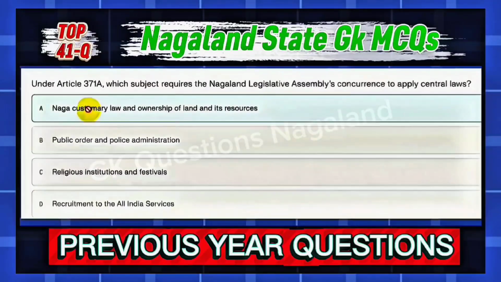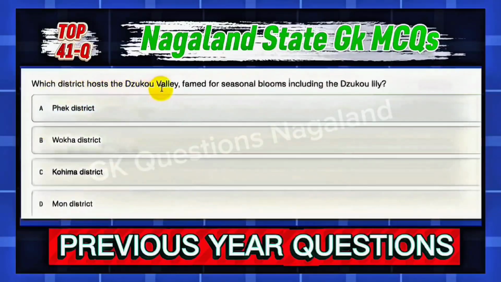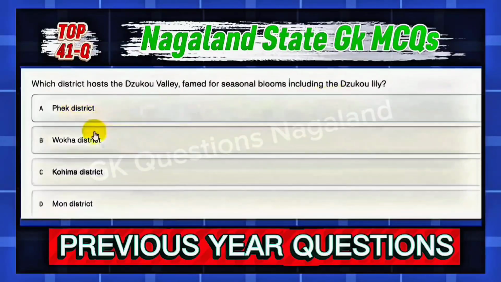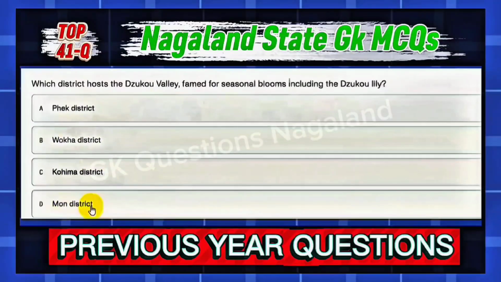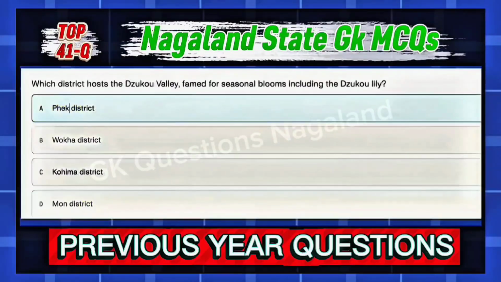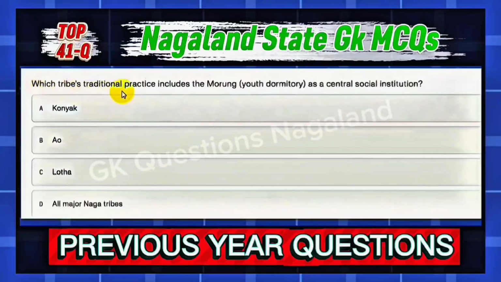Question 3. Which district hosts the Dutsaku Valley, famed for seasonal blooms including the Dutsaku lily? Options: A. Thek District, B. Woka District, C. Kohima District, D. Mon District. The correct answer is A. Thek District.